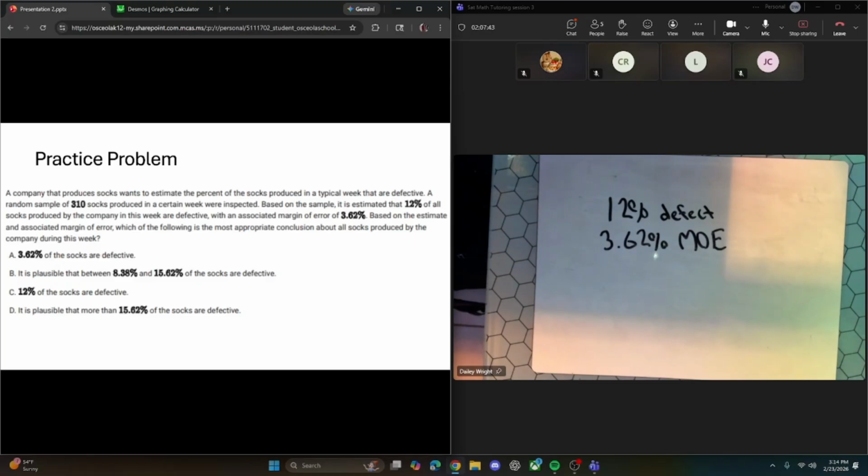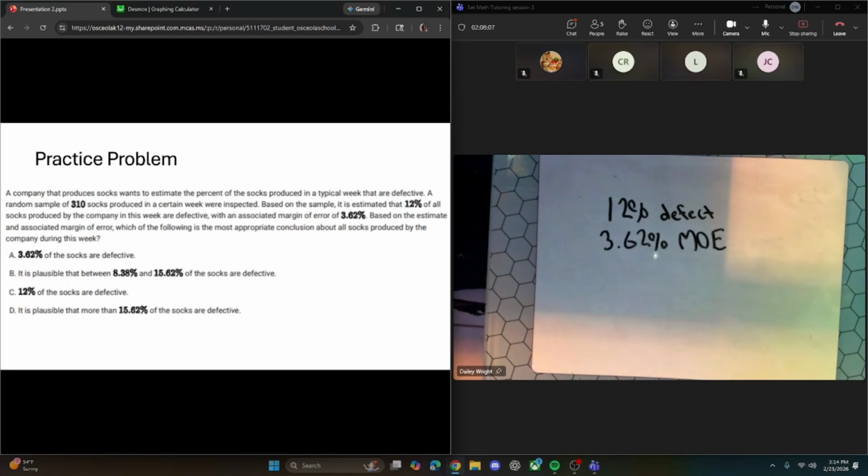3.62% of the socks are defective. That is not how margin of error works. Margin of error is going to give you an interval of socks that are defective, and it's not going to be based around the margin of error. It's going to be based around the estimate, which is 12% in this problem. It is plausible that between 8.38 and 15.62% of the socks are defective. That already solves our margin of error.